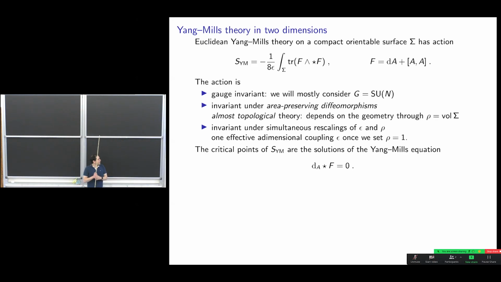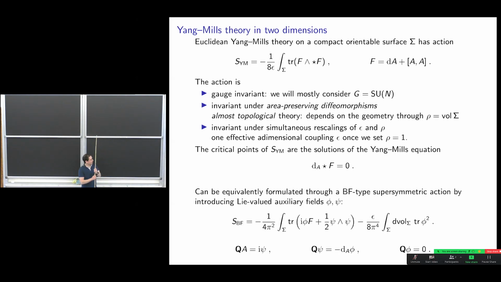Now, if you're interested in the classical theory, then you can study the critical points of the action, and these are just the solutions of the Yang-Mills equation, like in any dimension. But the theory also admits another formulation, through some supersymmetric version of a BF-type theory, where you introduce auxiliary fields that take values in the Lie algebra of the gauge group. One is a scalar phi, and the other one is a 1-form, psi, which is Grassmann odd. So it is like a fermionic degree of freedom.